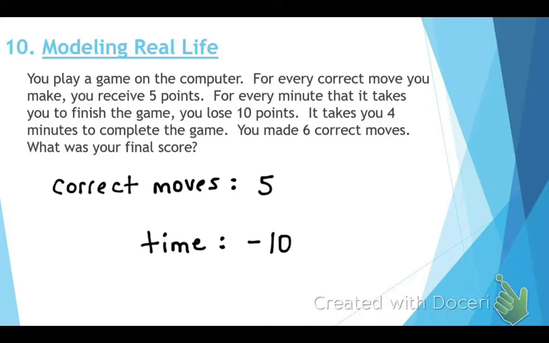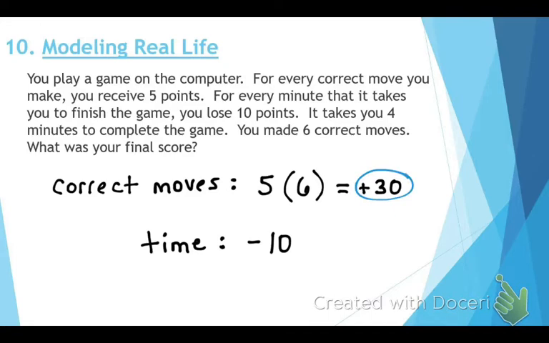Guys, did it tell us how many correct moves we made? 6. Okay, it says right here, you make 6 correct moves. So what should I do with that 6? Multiply it by 5. What is 5 times 6? 30. Is that positive 30 or negative? Positive. It is a positive 30. Now we're just going to circle this because that's an important piece, but it's not my final answer. Let's go on to the next part, the time.